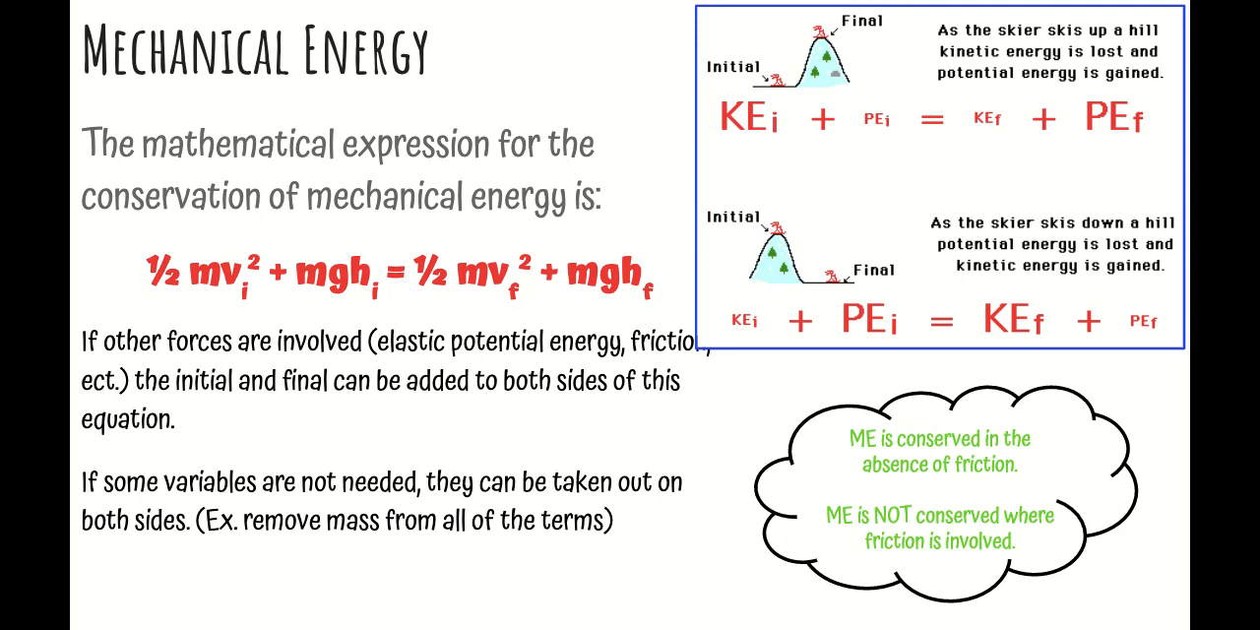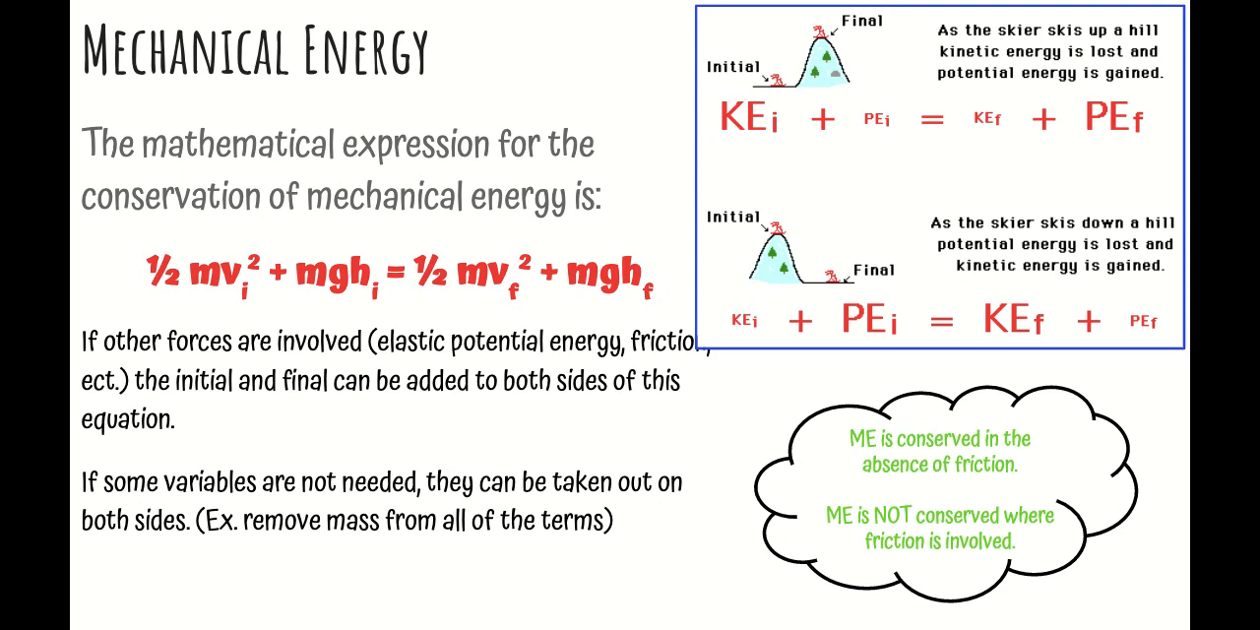So if other forces are involved, the initial and final can be added to both sides of this equation. If some variables are not needed, they can be taken out on both sides. So if you don't need mass, you could remove mass from all parts of the equation.